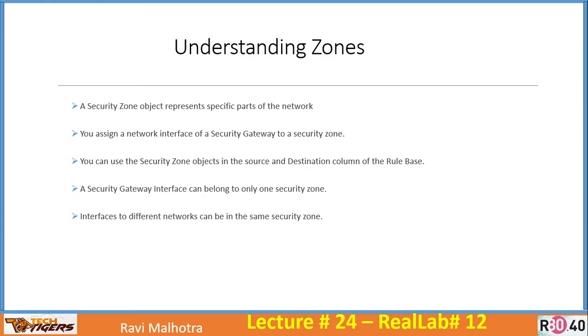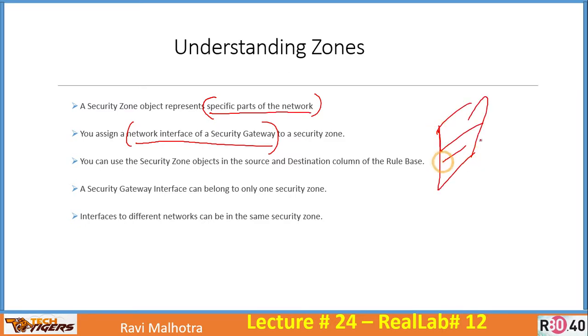Let us start the conversation on zones. So let us understand the basic meaning of zones. A security zone basically represents a specific part of a network. That's the simple definition, right? You assign a network interface of a security gateway to a zone. That's very clear. That's a firewall.